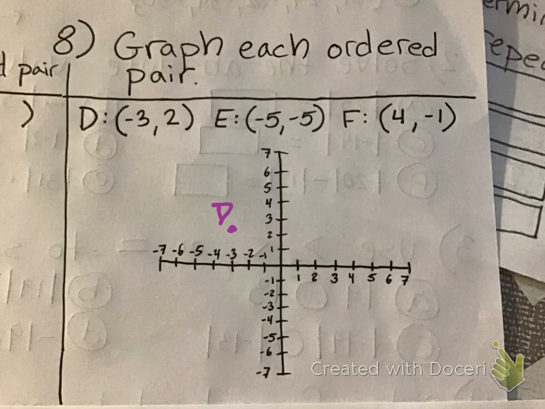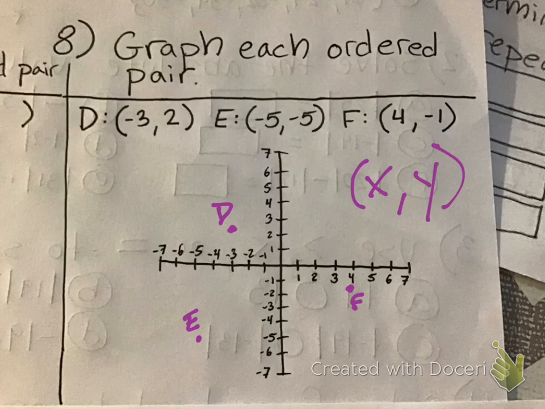Excellent. As such, we do the same for the others. E's negative 5, negative 5. They meet right there. And F is 4, negative 1. It meets right there. So when we do this, we always go X, Y. Pay attention to that, okay?